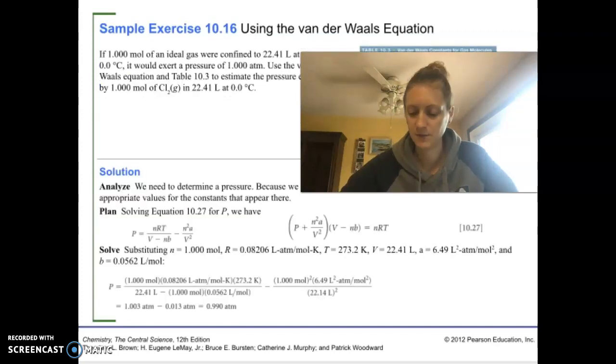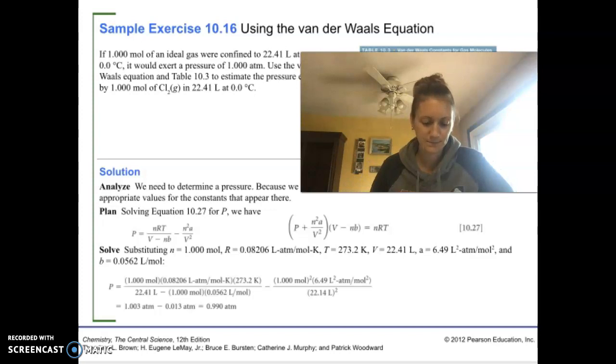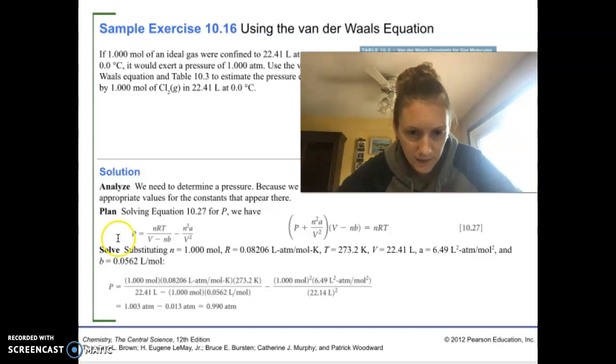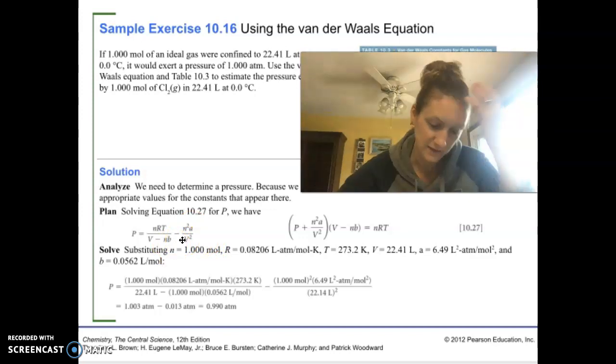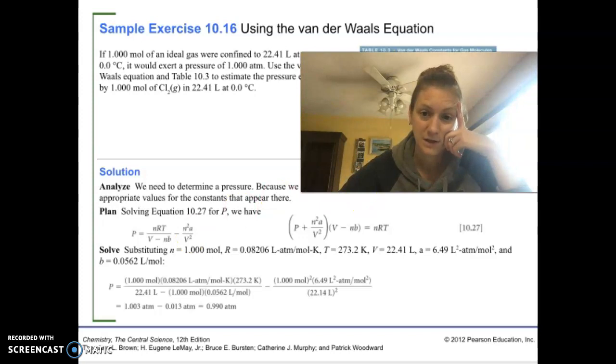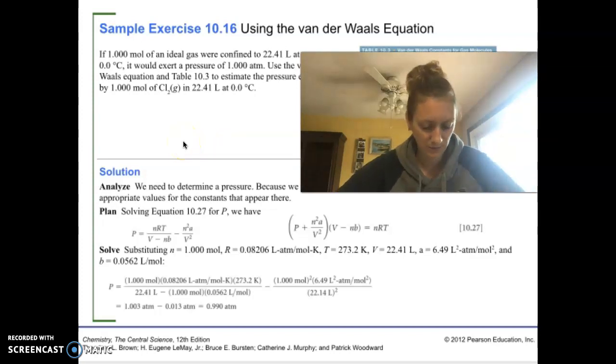Alrighty. Last one here is going to be example 16, which is using the van der Waals equation. So our van der Waals equation is right here: P equals nRT divided by V minus nB, minus n squared a over V squared. Remember, a and b are your van der Waals constants for very specific gas molecules, and you can find those in a table. Unfortunately, my picture is covering it up, so I'll tell you what those numbers are when we get there, but those are given to you in a table and they're already found.